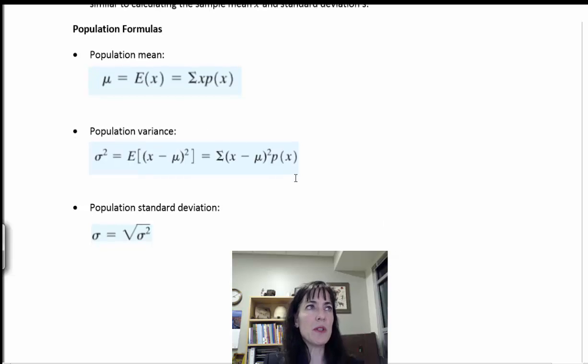We're going to go into a little bit more detail here in a minute, but this one is for the population mean, and so we're using the mu symbol. And here's the variance, and so we're using sigma squared. And here is the standard deviation. So for the population again we're using sigma, and it is of course the square root of the variance.